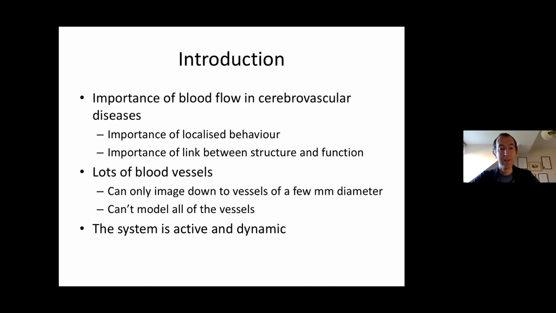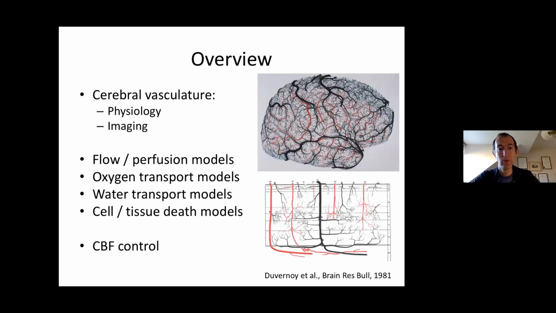As well as the fact the system is active and dynamic, this is a really complicated mathematical problem. What I'm going to do today is talk a little bit about how we go about approaching this and how we go about modeling cerebral blood flow in humans. I'll talk a little bit about the physiology and how we image it, just to set the background, because that's quite important in terms of how we do the mathematics and set up all the models, because we want to make sure the models are based accurately on physiology.